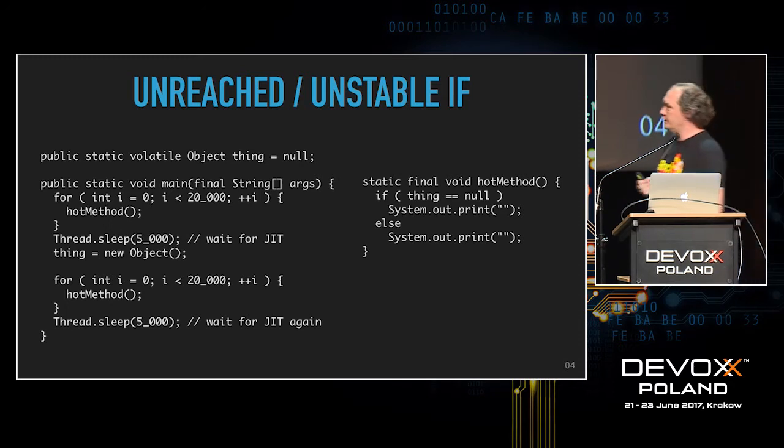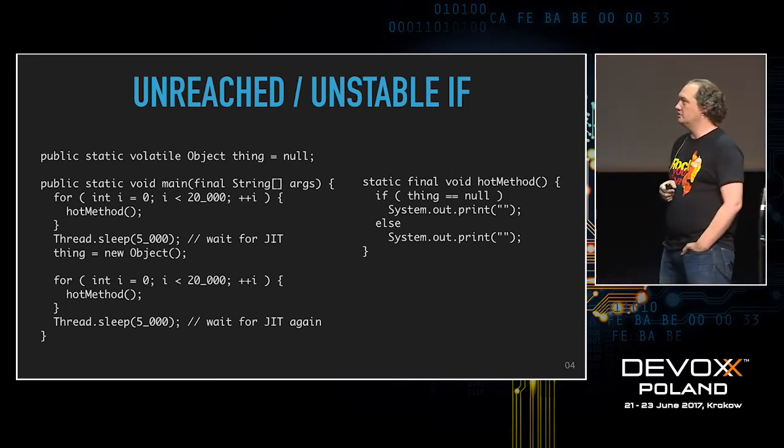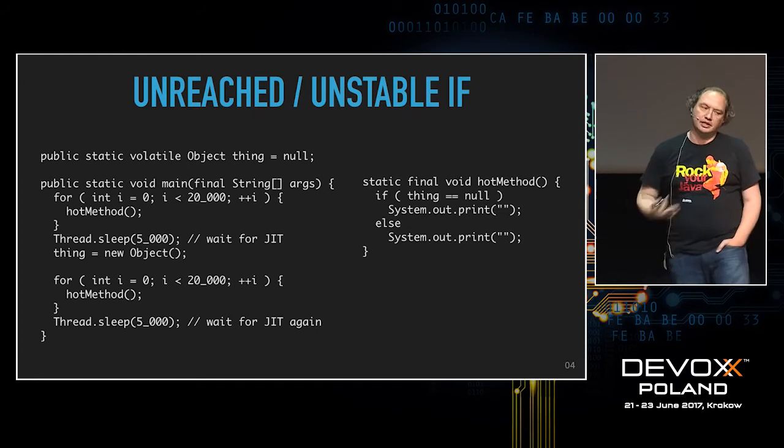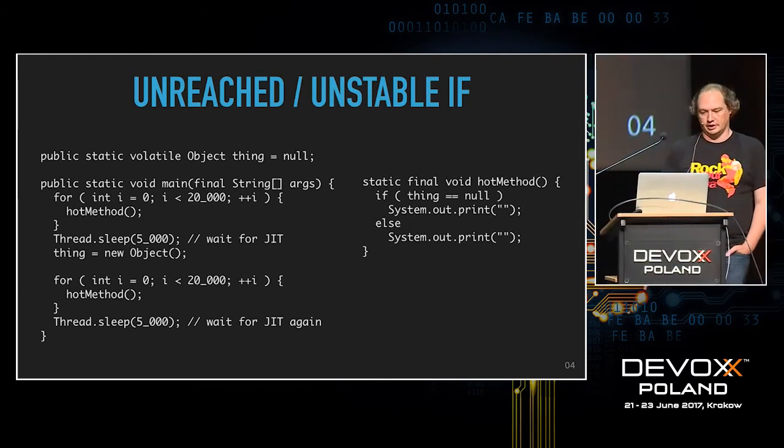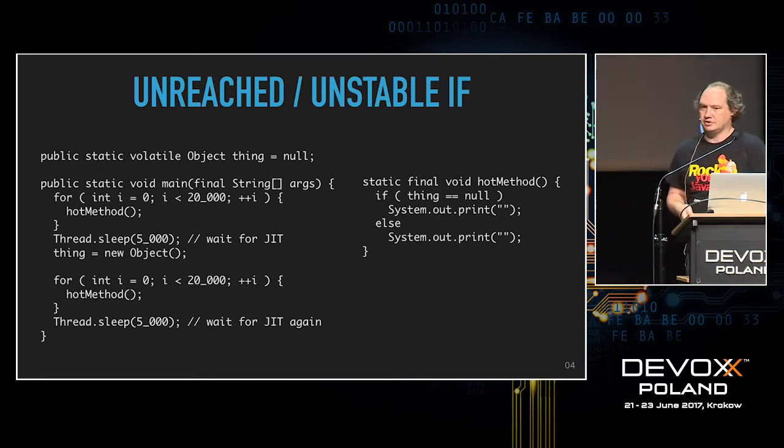And so once we get to the bottom loop, after I've set thing to non-null, we're now violating the expectation that's been built up as the program was running. And it's going to have to correct that.